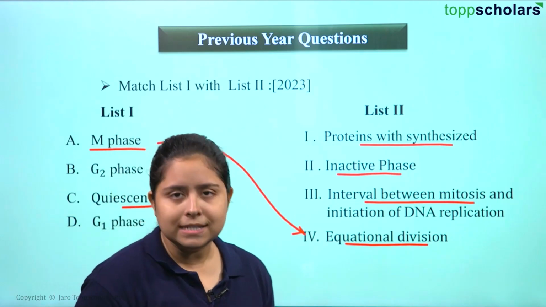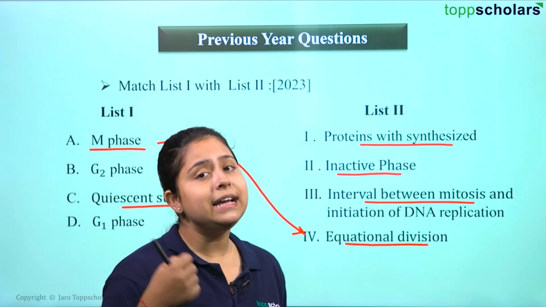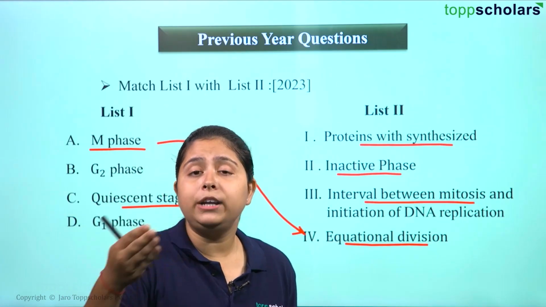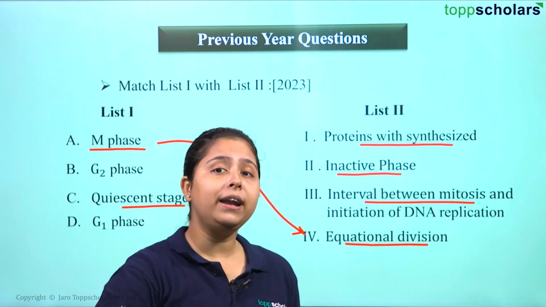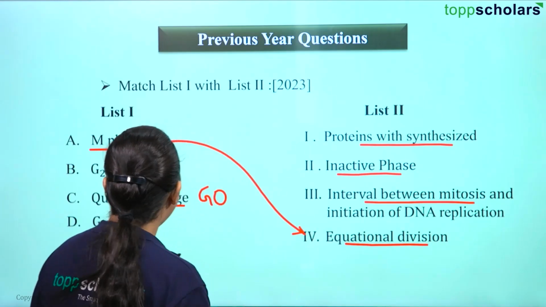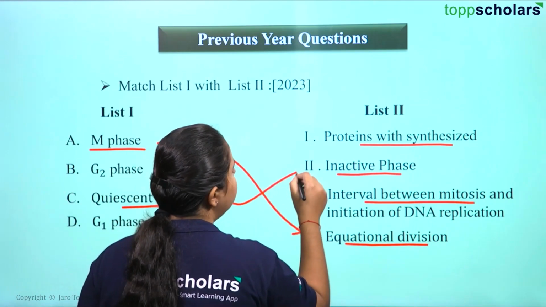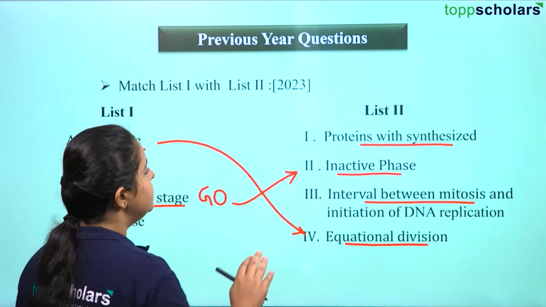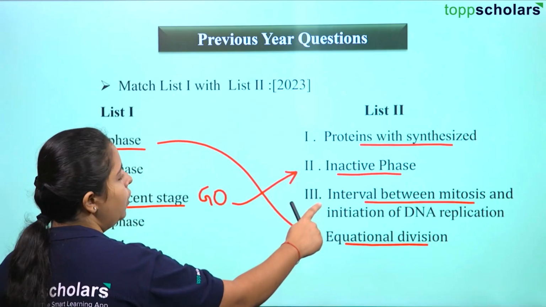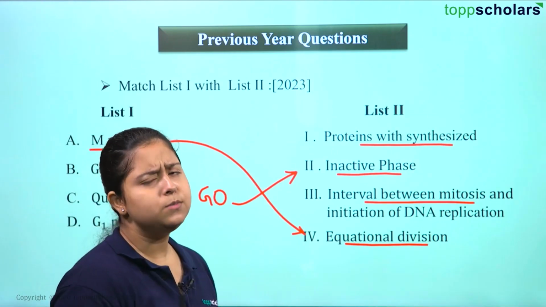Yes, some people were saying that G0 is an inactive phase with respect to cell division, not with respect to activities. So C should be matched with 2 only. So we have 2 matchups already done. Now let us go for this one. This is more important and that is more easy as well.